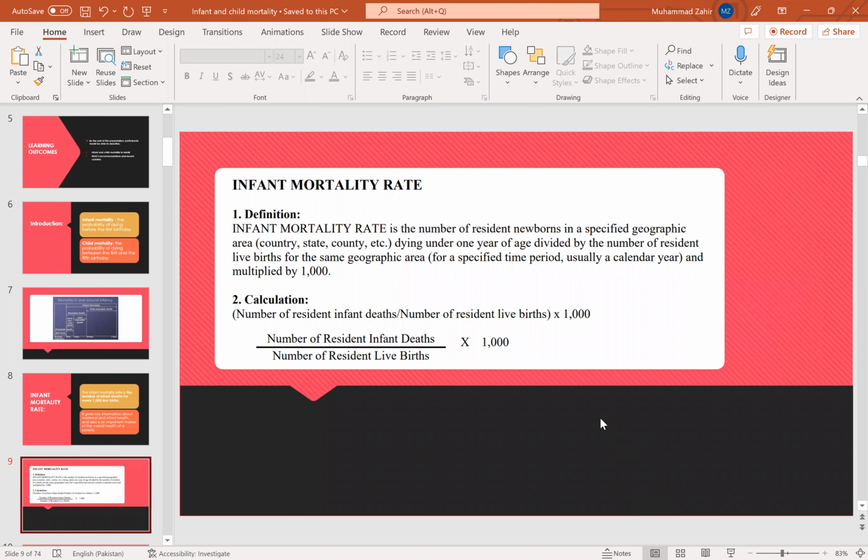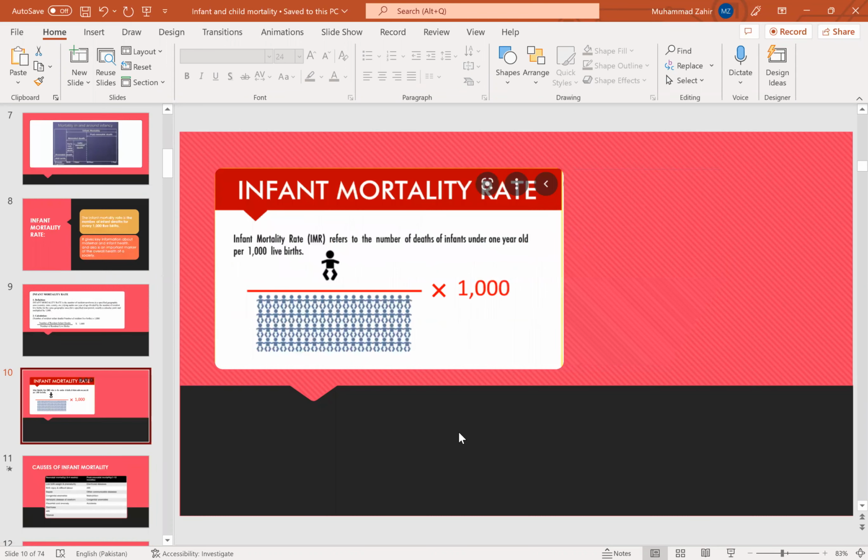By definition, it is the number of resident newborns in a specified geographic area, such as a country or state, dying under 1 year of age, divided by the number of resident live births of the same geographic area, multiplied by 1,000. You can see the number of resident infant deaths to live births multiplied by 1,000. And I found it a very good picture to remember. It refers to the number of deaths of infants under 1 year old per 1,000 live births.